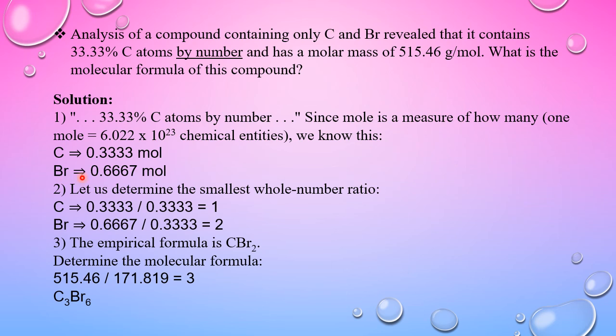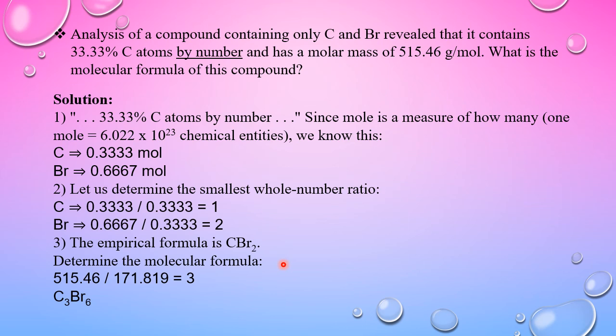So what will be the Br? 100 minus. So here what we will be doing is 1 minus, because we have also studied in mole fraction that the total number of moles in a given compound should be equal to 1. So now the individual mole is 0.33, so for Br it will be 0.66. That is 1 minus 0.33 will give you 0.66. Fine. What is the smallest number? 0.33. So divide it, we will get 1. Now divide this mole value by 0.33, you will get 2. So the empirical formula will turn into CBr2.